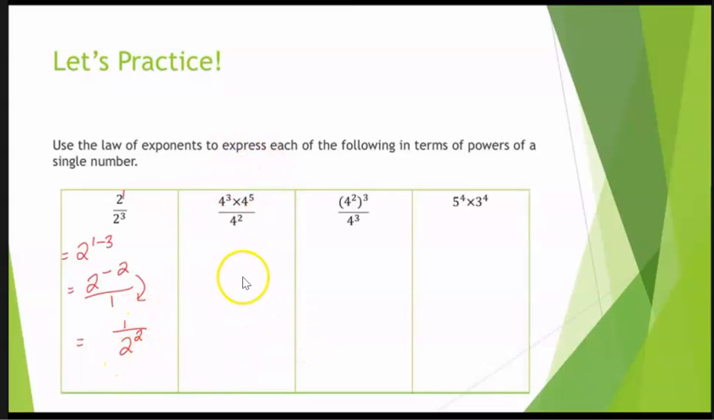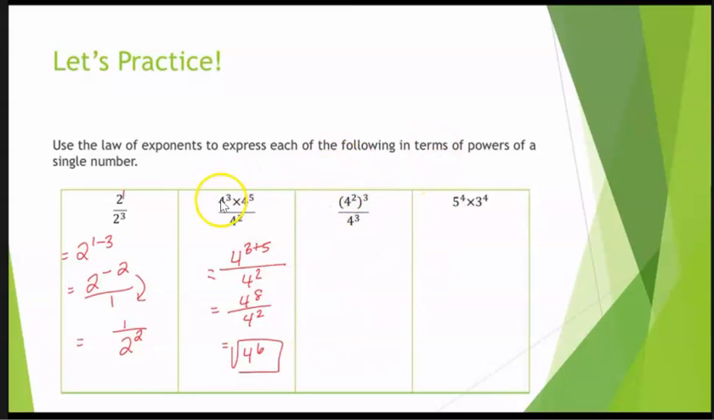Here we're going to apply different laws of exponents, so we're going to take it step by step. First, we have to simplify the numerator. In this case, we're multiplying exponents with the same base. So we know we're going to add 3 plus 5 over 4 squared. 3 plus 5 is 8. So we have 4 to the 8th power over 4 squared. We know when we divide exponents with the same base, we subtract. 8 minus 2 is 6. You get 4 to the 6th power.